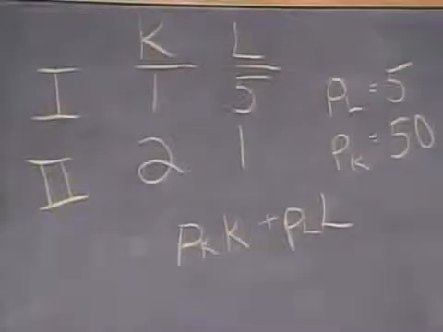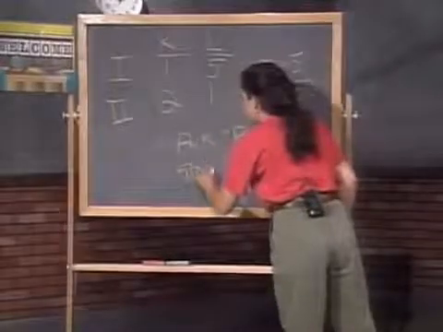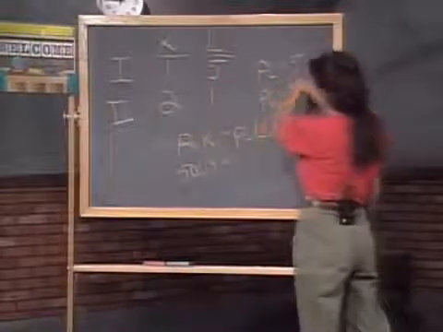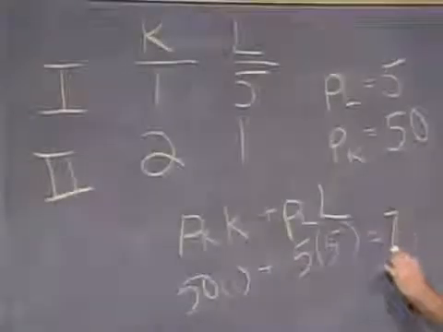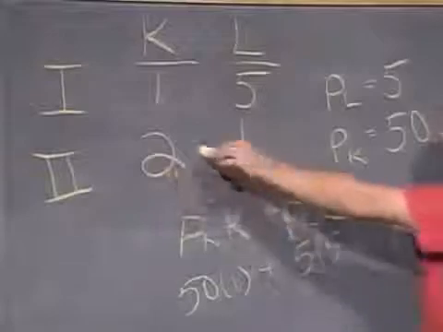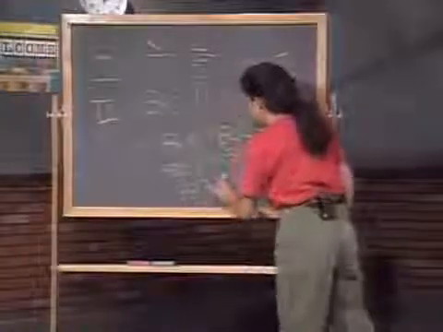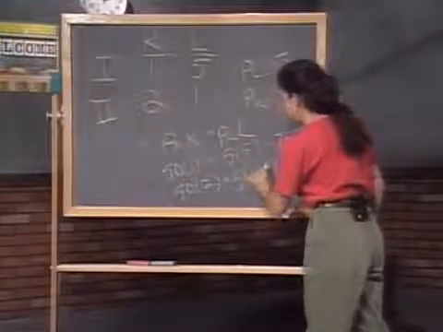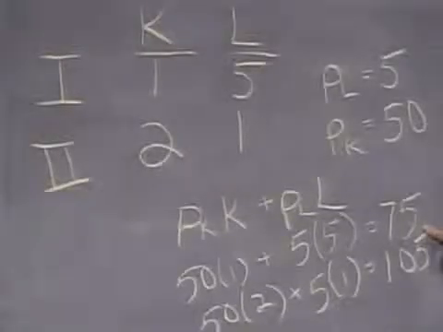So the first technology, with 1 capital at $50, 50 times 1, plus 5, price of labor is $5, 5 units of labor. 5 times 5 will come out to be $75. The second one, where they use 2 units of capital, and the price of capital is $50, plus 1 unit of labor at a price of $5, will come out to be costing $105. So the one that they pick will be the cheaper one, which is $75.